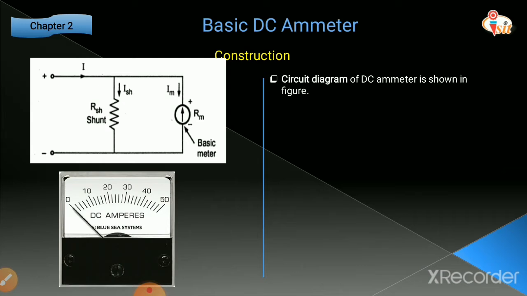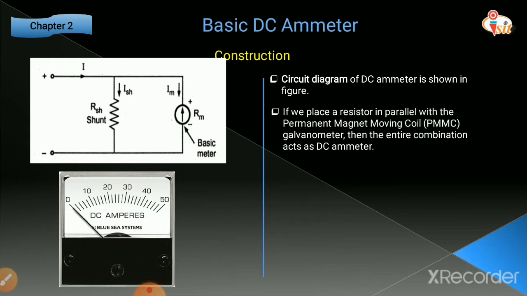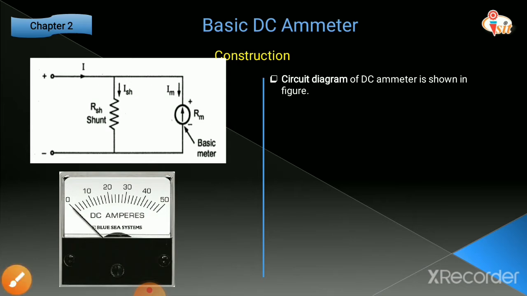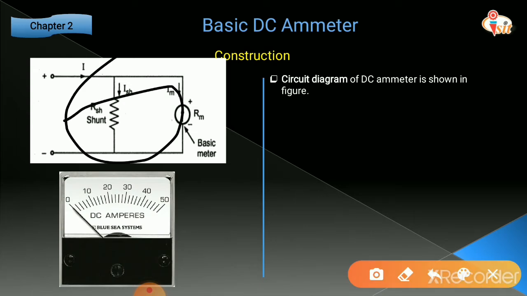Now the circuit diagram of the DC ammeter is as shown in the figure. If we place a resistor in parallel with the permanent magnet moving coil galvanometer, then the entire combination acts as a DC ammeter.